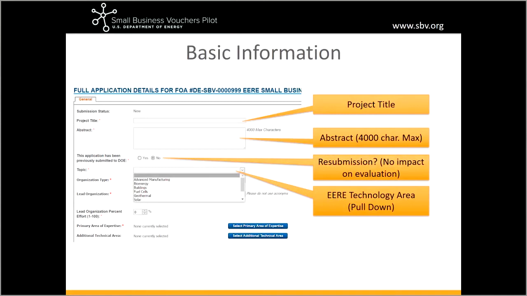You indicate whether this is a resubmission or not. And one thing I can tell you is that's not considered in any way in the scoring of your application. So we're interested in knowing the companies that see the value in this program, and if they didn't quite get a voucher in the first round, that they're willing to take another run at it. But there's certainly no negative implication whatsoever if you're doing a revised or resubmission. And then we talked about the 9 technology areas. In the topic, you have a pull down, and that will take you to the 9 technology areas.